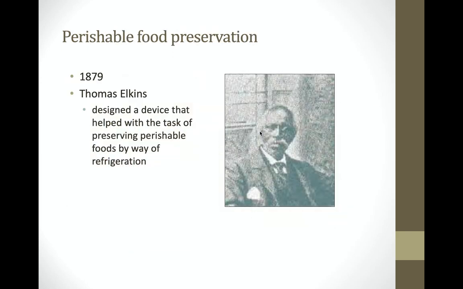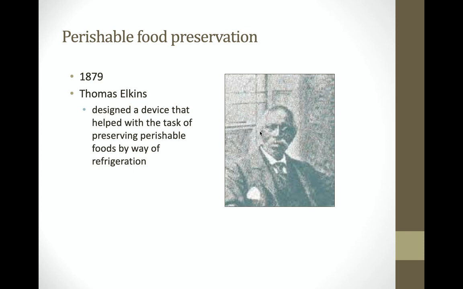Okay, a few more things. At one point, it was really hard to keep healthy foods healthy, if that makes any sense. Refrigeration was not a thing until this guy helped to create refrigeration. Thomas Elkins designed a device that was like our first type of refrigerator. And that really helped with the preservation of foods and it helped us to be able to keep foods fresh longer.